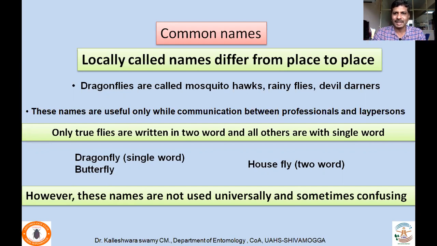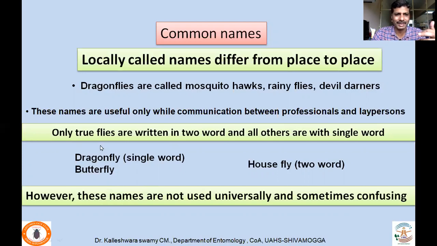Say for example, Assamese may use a different vernacular name for a dragonfly. Similarly, a Tamilian may use a different name. In Kannada, it may be called a different name. But these names are useful only while communicating between professionals and lay persons, and they are not universal. Although people have tried to make commonality among the use of common names, it's really tough.